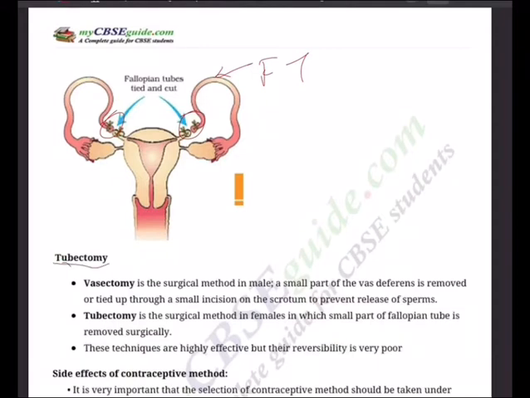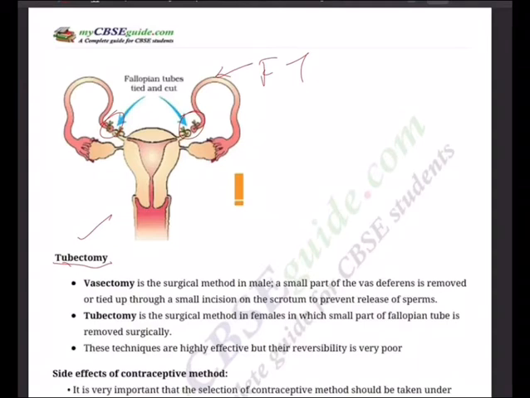Both vasectomy as well as tubectomy. Tubectomy in the case of female, because there is a cut in the fallopian tube. And vasectomy, vas deferens cut, so vasectomy in the male. Both vasectomy in male and tubectomy in female are very, very effective. But the problem is reversibility.